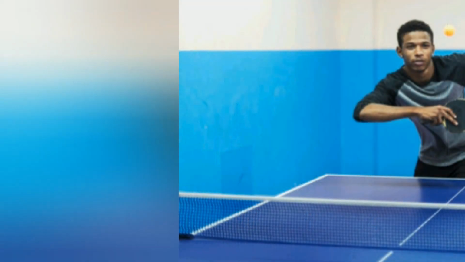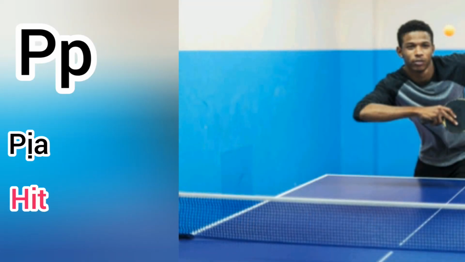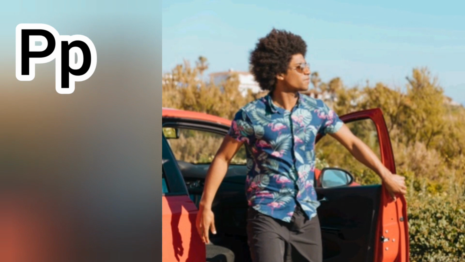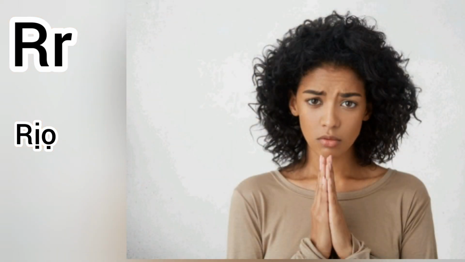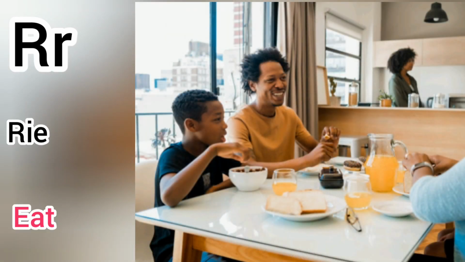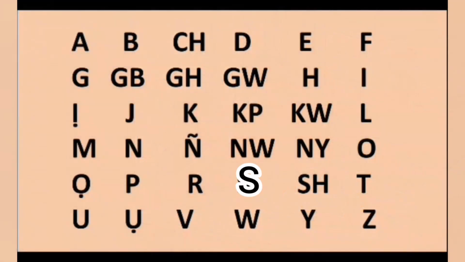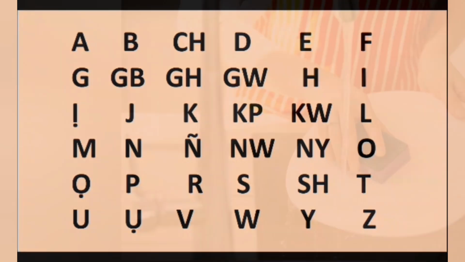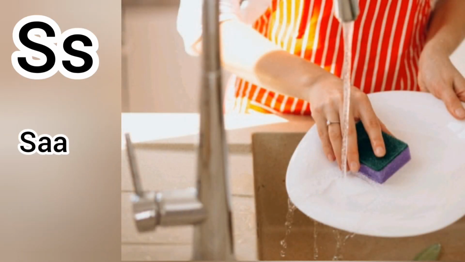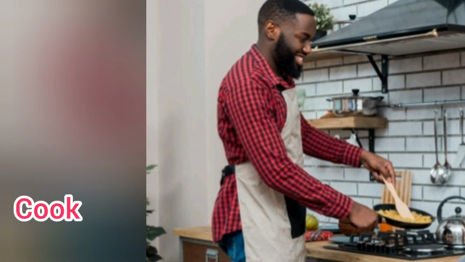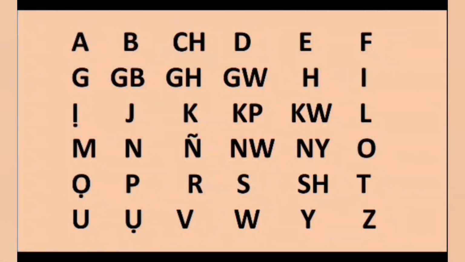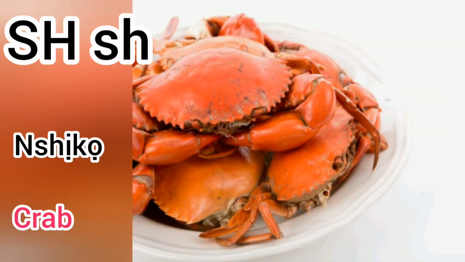Pia, which means hit, that's hit a ball. Then Pụta, which means come out. Rịọọ, which is beg. Then Rịọọ, which is eat. Good. Si, Sa, which is wash. Then Sie, which is cook. She, Nshịkọ, crab.